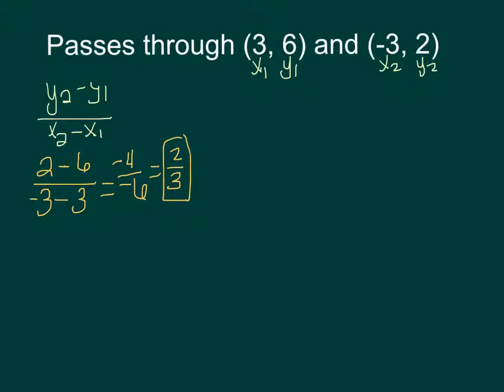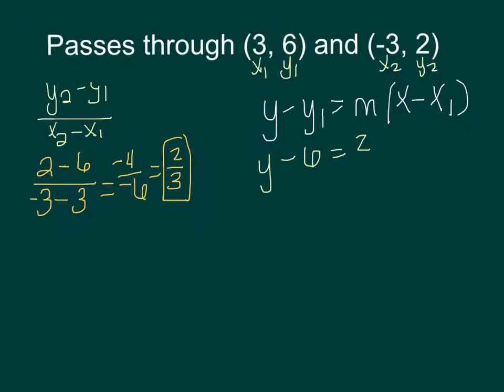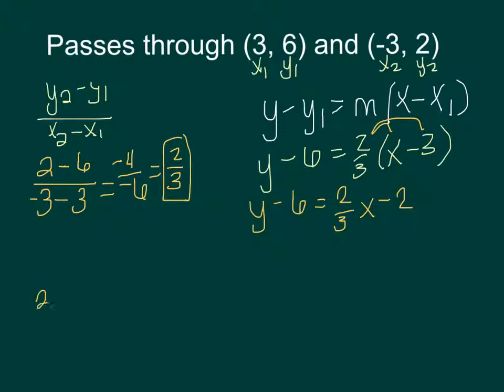My next step is to fill in my point-slope formula. Again, that point-slope formula is y minus y1 equals m times x minus x1. So I have y minus 6 is equal to 2/3 times x minus 3. The next thing we do is distribute. Y minus 6 is equal to 2/3 x minus 2, because 2 over 3 times 3 over 1 is equal to 6 over 3, which is the same as 2. That's where that 2 value came from. And then you have a positive times a negative, and that gives us a negative.